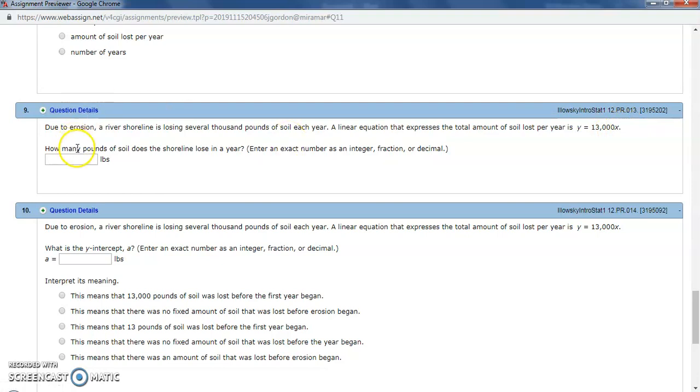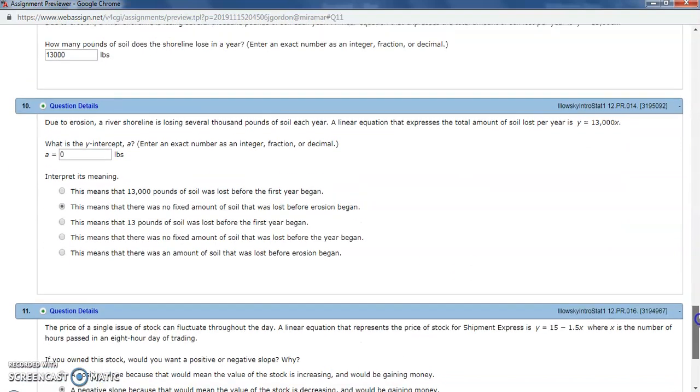So here, how many pounds of soil does the shoreline lose in a year? This is your slope. So the slope is 13,000. But the y-intercept for this equation is 0 because there's nothing listed next to the x. And so that means there is no fixed amount of soil that was lost before the erosion began.